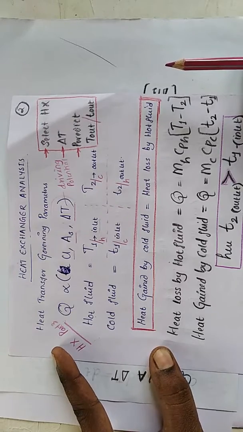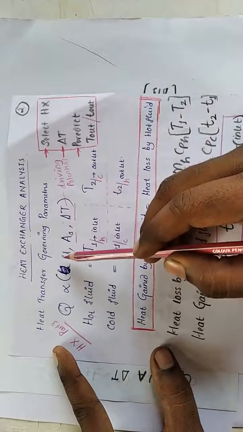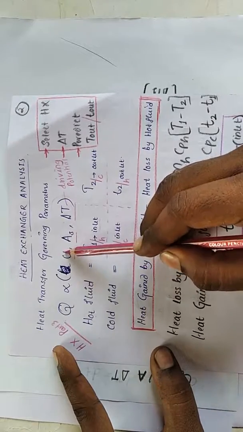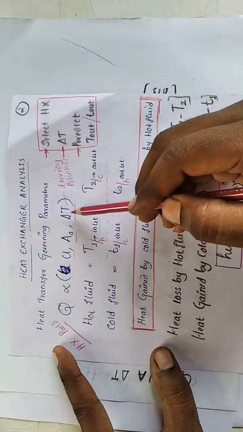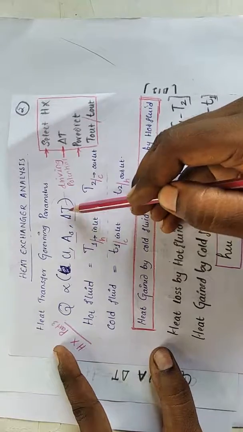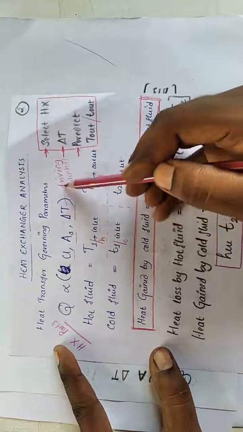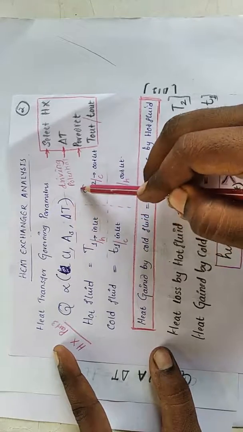As we know, the heat transfer is directly proportional to the overall heat transfer coefficient U, then surface area and the delta T. Here the temperature difference between the two fluids, that means hot fluid and cold fluid, is a driving potential for the heat exchanger. Due to this driving potential, the heat exchanging is taking place.